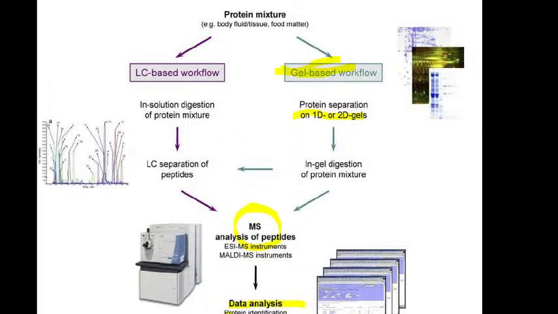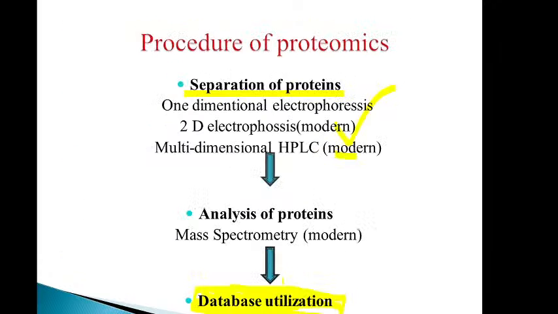When you are doing proteomics, or even genomics or transcriptomics, first of all you have to do the collection of the sample, and then you have to do the separation. After separation, another step is the identification of the protein or the DNA sequence or the RNA sequence. When you are able to identify the sequence, then you have to do the data storage, which is the third step. So you have to remember all these things in your mind: number one is separation, number two is analysis, or you can say identification, and number three is database utilization.